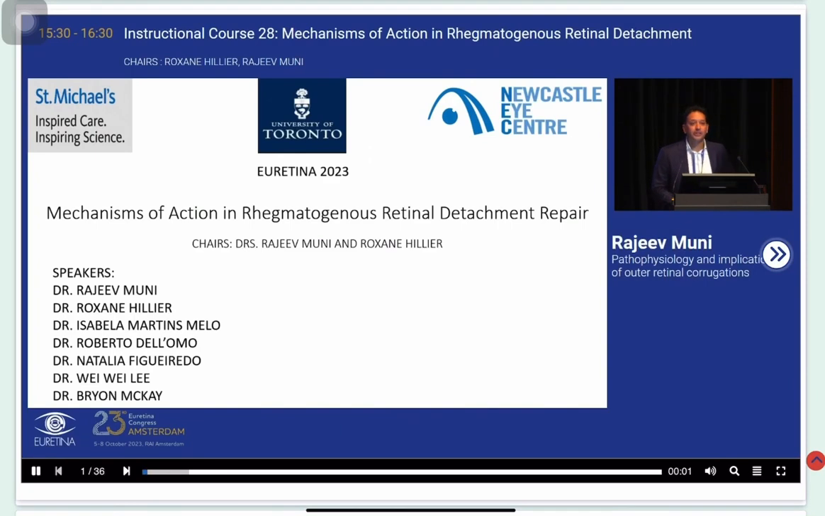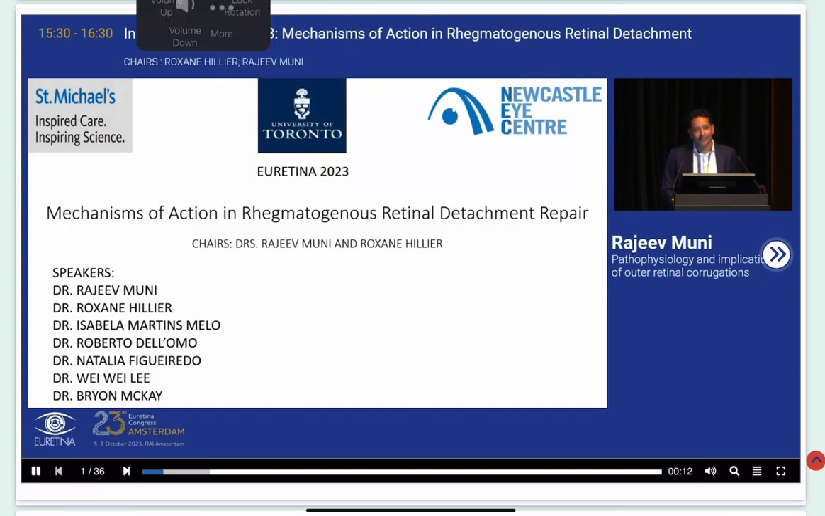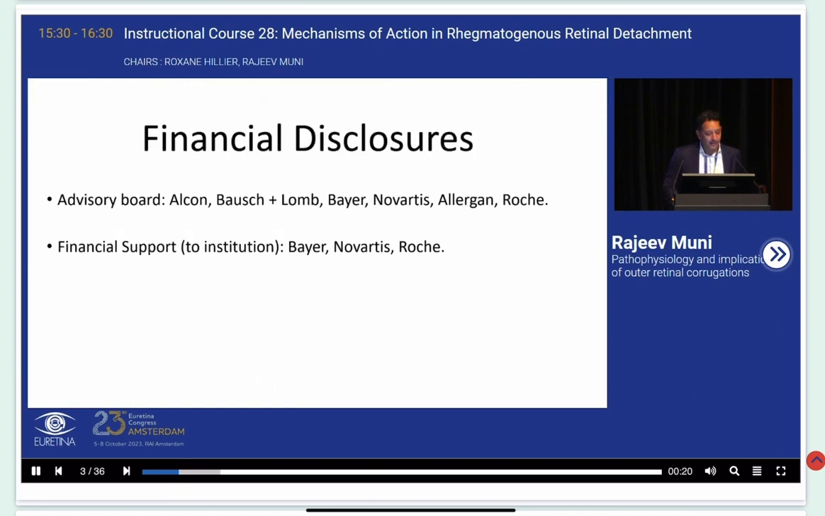Okay, well, so we're going to be talking about the mechanisms of action in rhegmatogenous retinal detachment. Roxanne Hillier is my co-chair, and we see this esteemed panel who have published greatly on various topics that we're going to discuss today. So I'm just going to start by talking about what is integrity in reattachment. What are we referring to exactly?